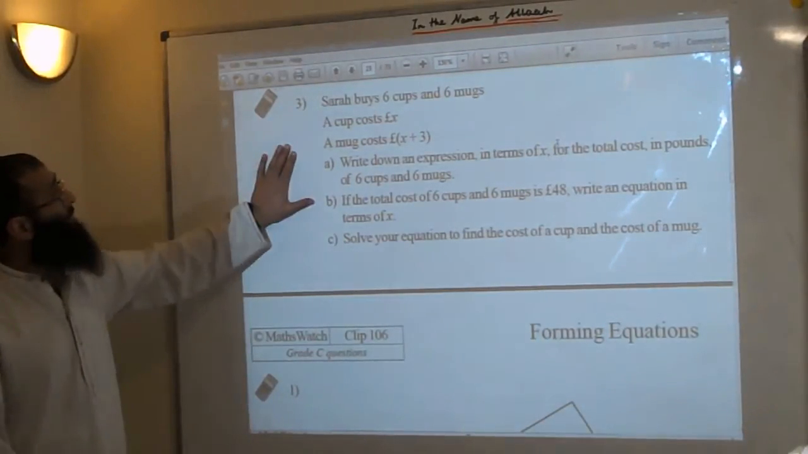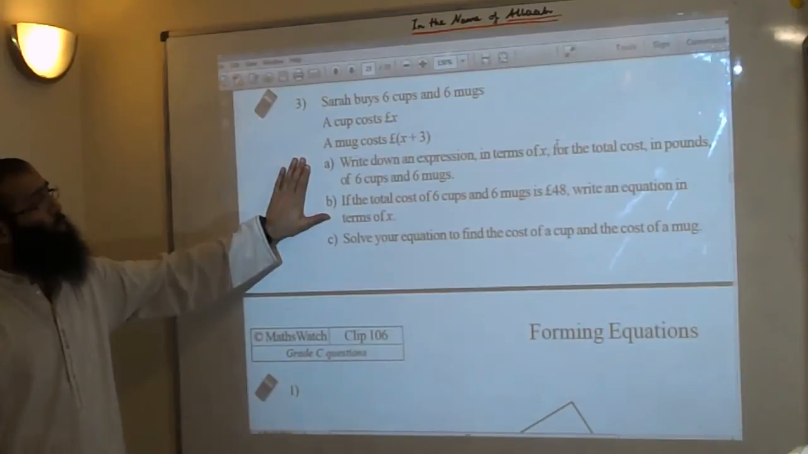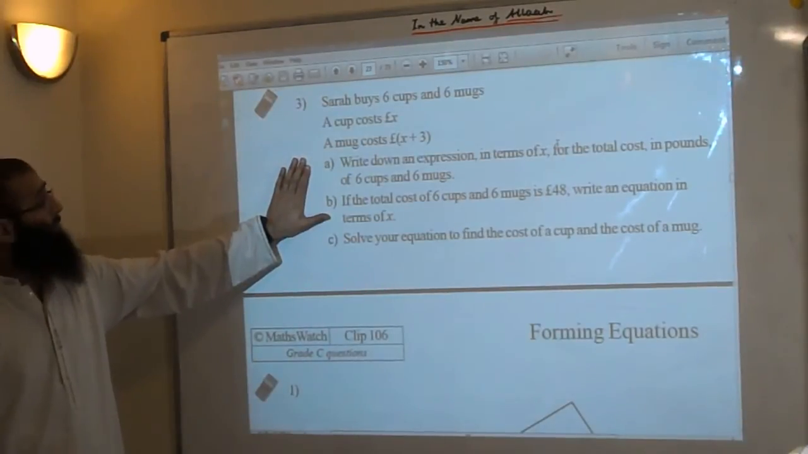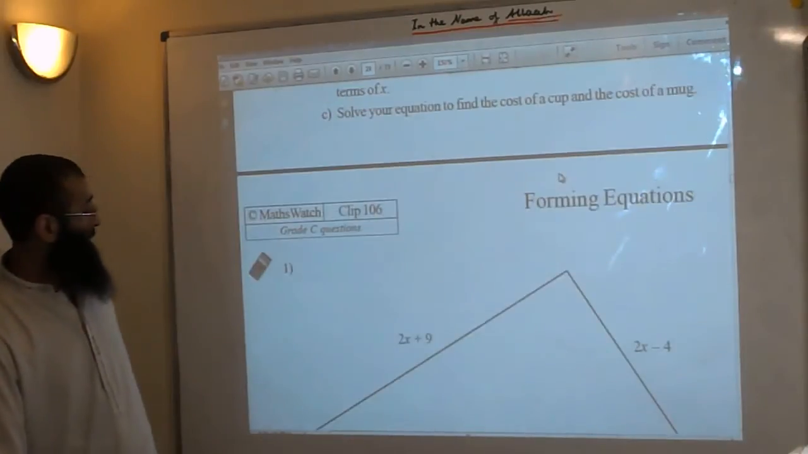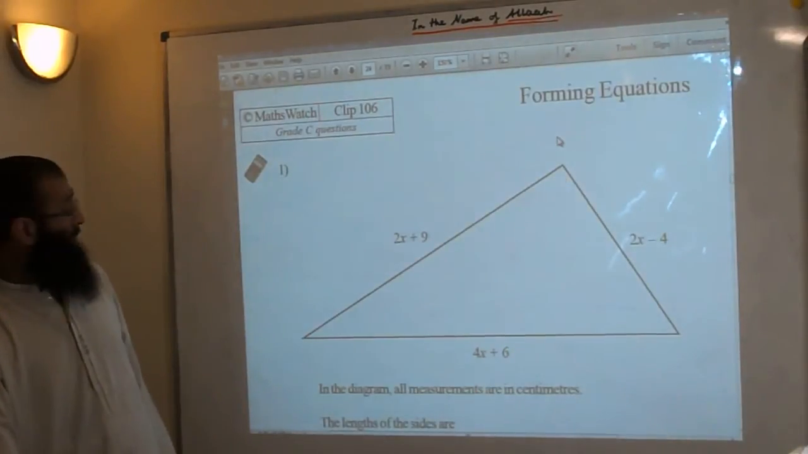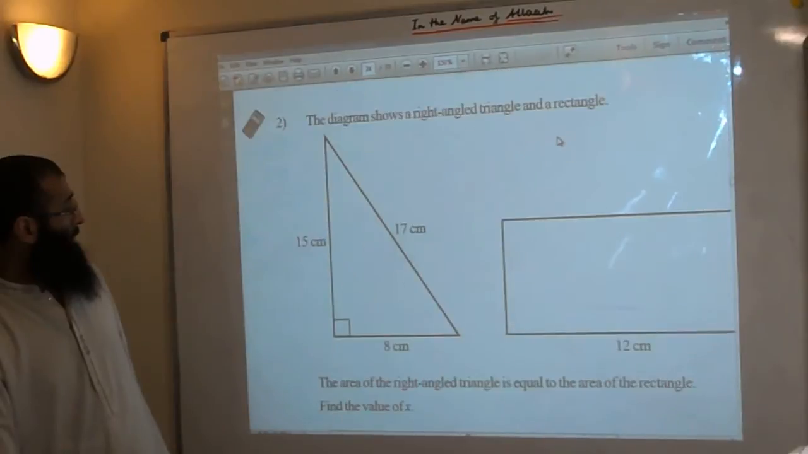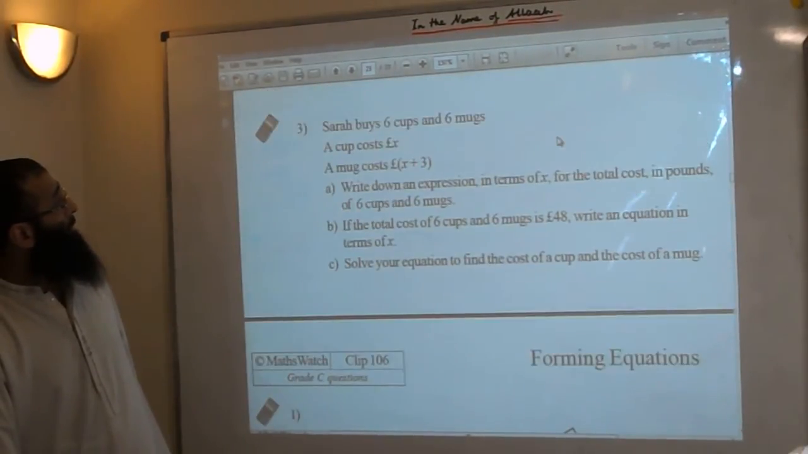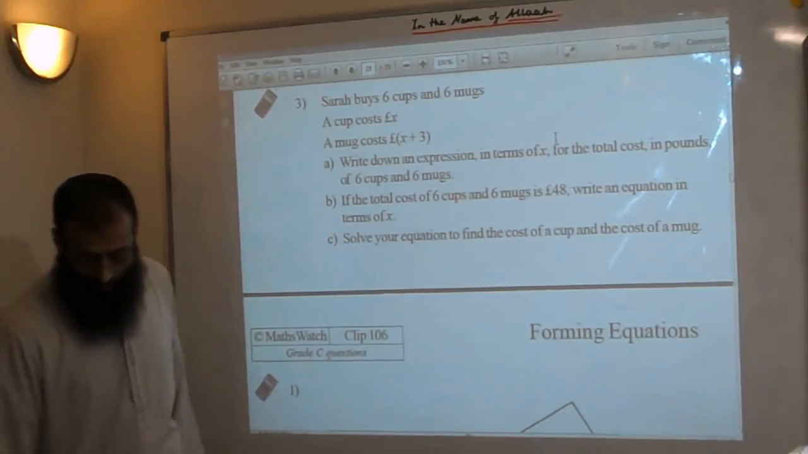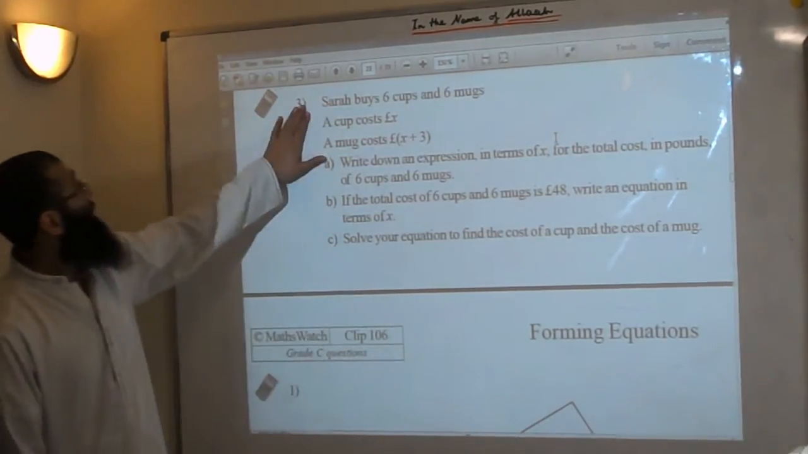Okay, so here's another type of question which is much more wordy. Question number 3. And here you go, perimeter question for a triangle. Okay, here we go. Question number 3.